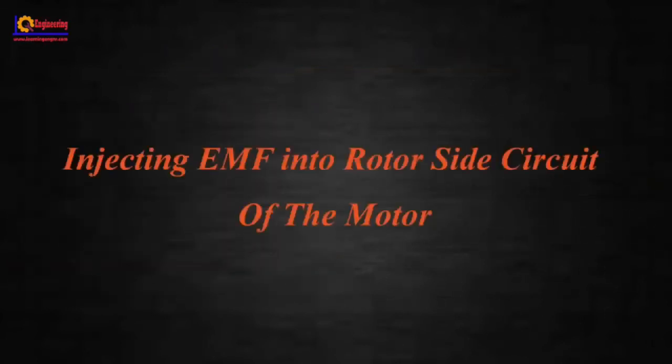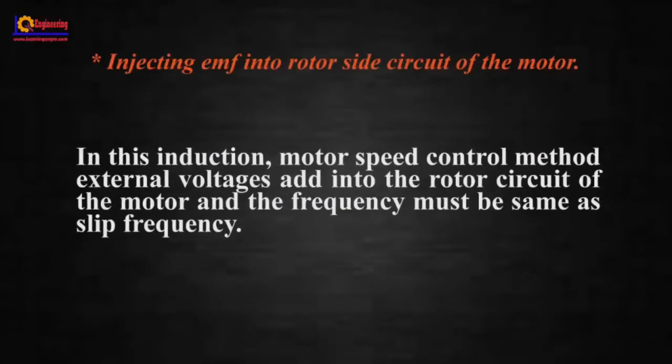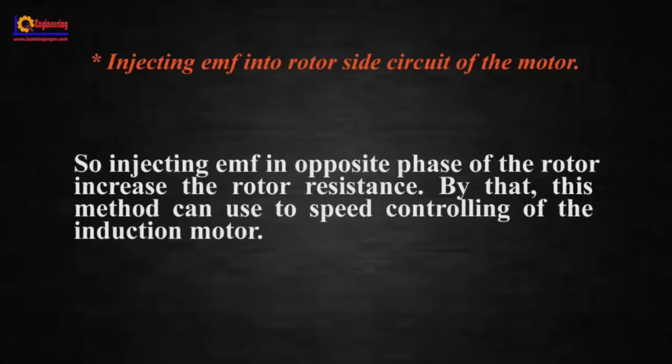Last is injecting EMF into the rotor side of the motor. In this induction motor speed control method, an external voltage is added into the rotor circuit of the motor and the frequency must be the same as the slip frequency. So, injecting EMF in opposite phase to the rotor increases the rotor resistance. By that, this method can be used for speed control of the induction motor.